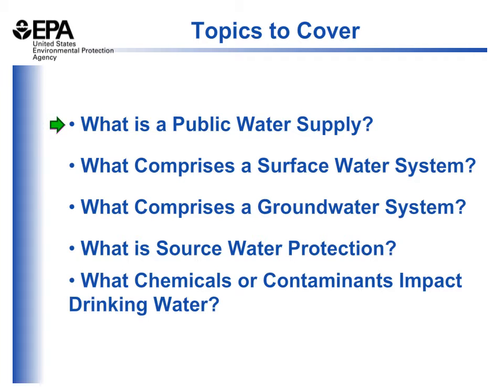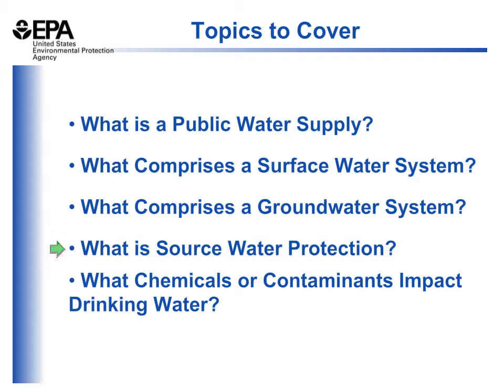We'll look at the components of a surface water system that takes water from a river or a stream or a reservoir and runs it through a treatment facility before it's sent out to its customers. We'll also look at the components of a groundwater system, where water is withdrawn from a well and used for drinking water purposes. We'll talk for a bit about source water protection and how we can manage land use within the area around our drinking water supply in order to protect the water and keep it from getting contaminated prior to it coming into the system.